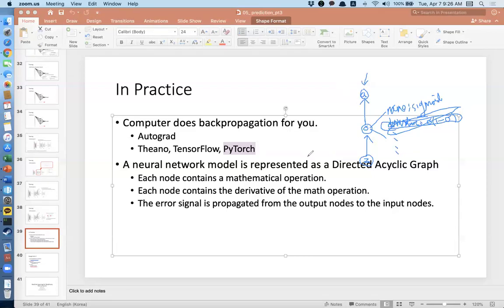So when you want to define a new mathematical operation in any of these, like TensorFlow, Theano, or PyTorch, you need to define its derivative so that the AutoGrad package will be able to use it when it's doing backpropagation. So each node contains the derivative of the math operation, and the error signal is propagated from the output nodes to the input nodes. It's the same thing. You start from the top, and then it goes all the way to the bottom. And there will be weights and all that somewhere in the directed acyclic graph, and they will have their own math formula for how they can update themselves if it's a weight. I mean the parameter.